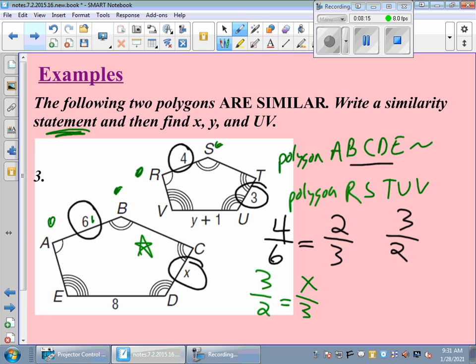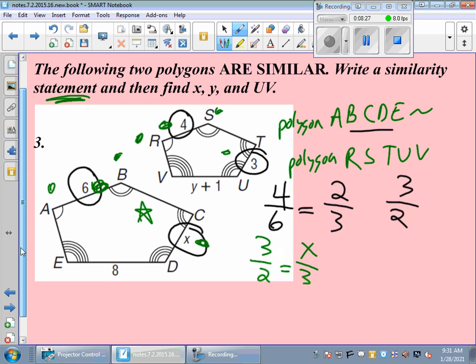x over 3. So hopefully the 6 to 4 gave us the 3 to 2, and then we started with this side, so we put this one on top, this one on the bottom, and cross multiply, which is what we did in 7-1. This gives us 9 equals 2x. You divide, and x is 4.5. So that's how we find x.